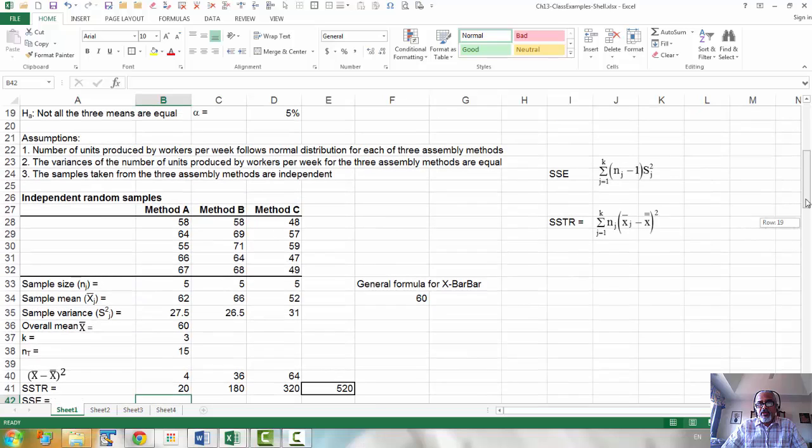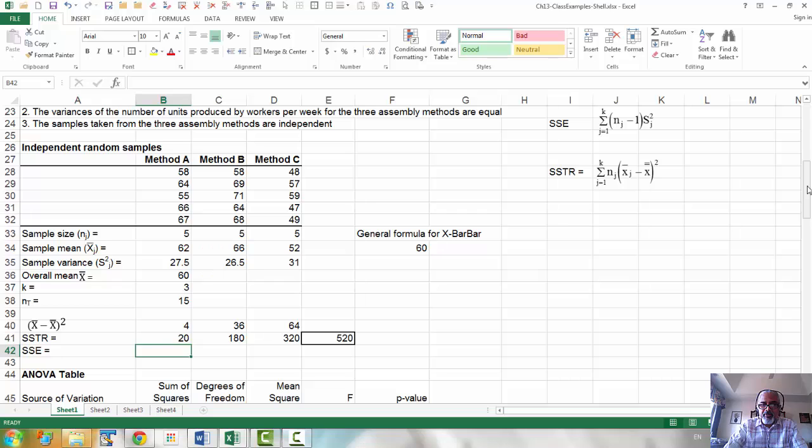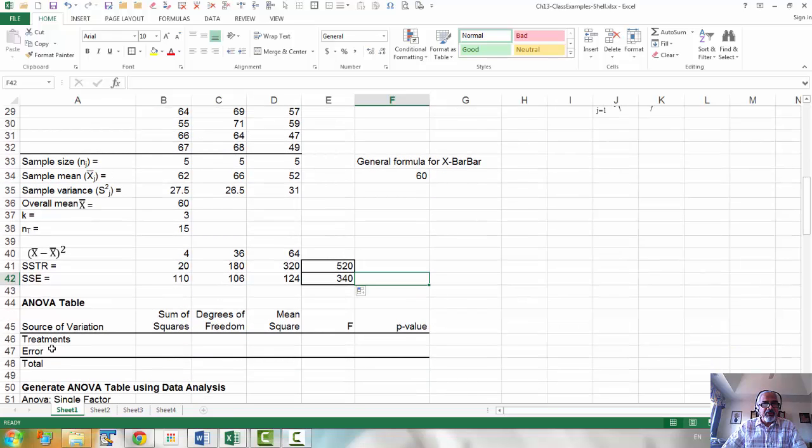Now SSE is n sub j minus 1 times the sample variance. So that is sample size minus 1 times the sample variance. Sample variance is right here. Again, we will do this one sample at a time and then add them up. So that will be n minus 1 times the sample variance. That is for the first sample. Now we copy that across. Okay, and we sum. This is the sum, so we can copy that down, and that will give us the SSE. So now we can put all of these here. So treatment is SSTR. So sum of squares will be SSTR over there, and SSE is here.